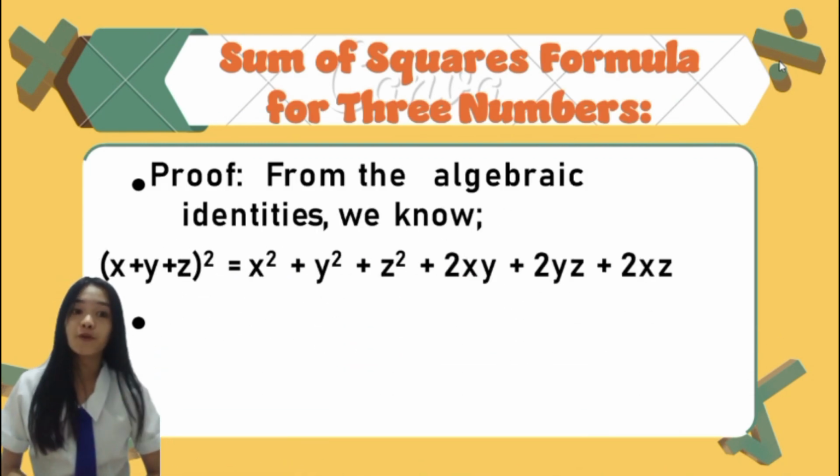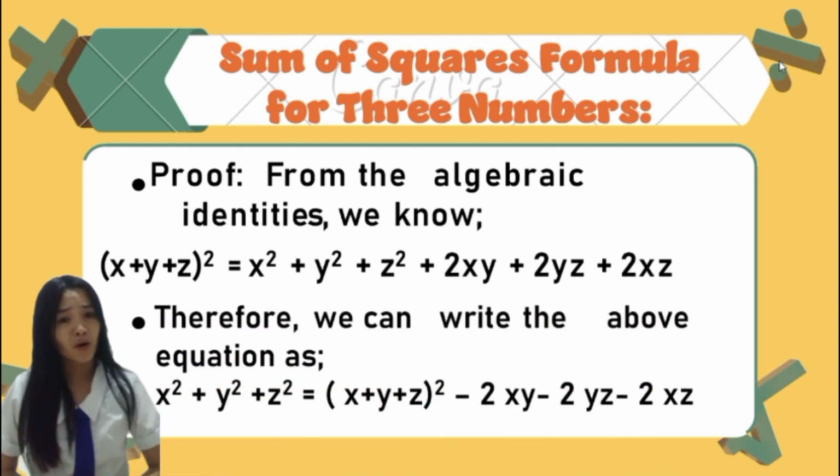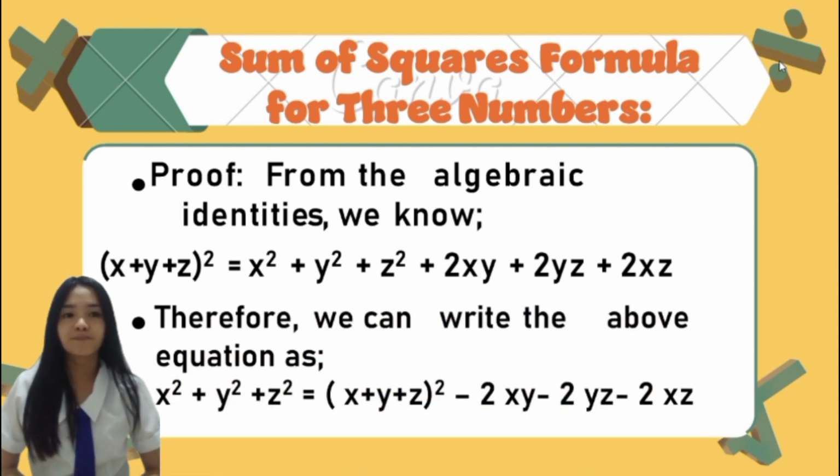For the proof, from the algebraic identities, we know that (x plus y plus z) raised to the power of 2 is equal to x squared plus y squared plus z squared plus 2xy plus 2yz plus 2xz. Therefore, we can write the above equation as x squared plus y squared plus z squared is equal to the quantity of x plus y plus z raised to the power of 2 minus 2xy minus 2yz minus 2xz.